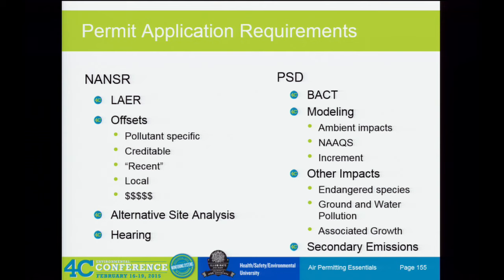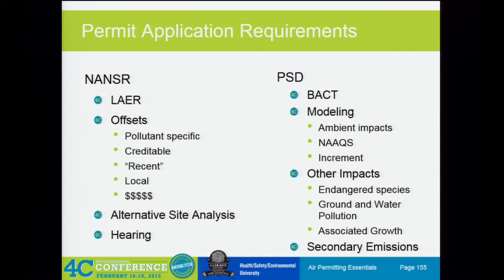Correct. So if you have a project, you definitely could have a PSD and a non-attainment permit. It's just you'd be non-attainment for that specific pollutant that triggers the non-attainment, and PSD for another pollutant that triggers the PSD applicability. I have an answer. I've consulted the interweb. Yes, you can be both PSD and non-attainment for NOx.